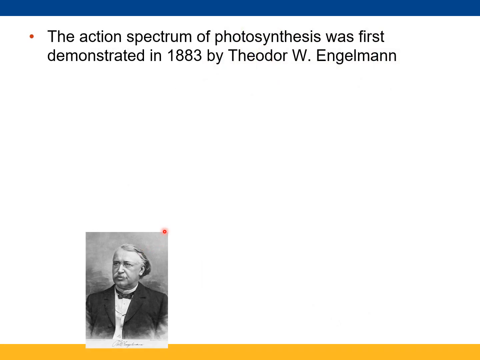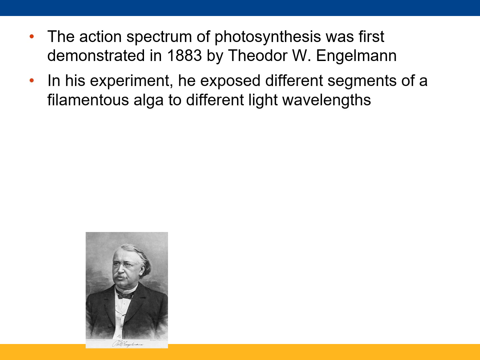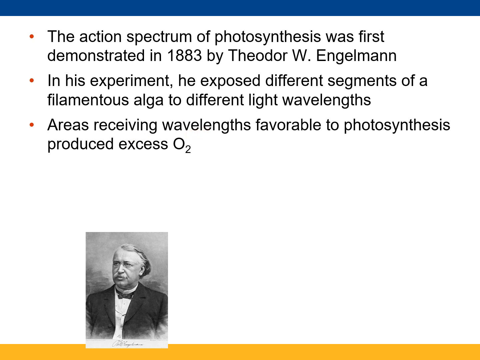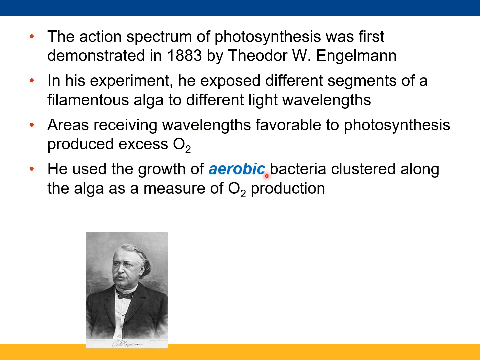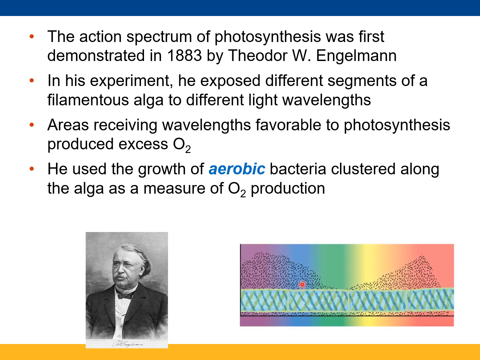Here is a description of Theodor Engelmann's experiment, and you should be able to explain what was going on in this experiment. He had filamentous algae, which is a photosynthetic algae. He also had aerobic bacteria. And what he found was that the aerobic bacteria only grew when you had photosynthesis occurring, which would produce oxygen. So he started out with very low oxygen concentrations, and then as photosynthesis occurred, the oxygen concentrations would rise, and the aerobic bacteria would grow.